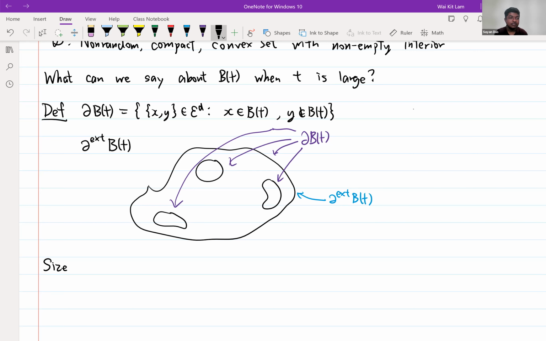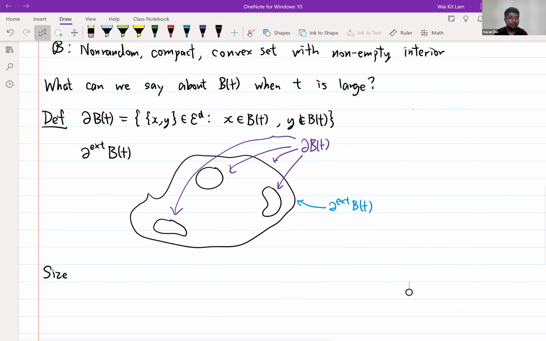Oh, can I ask a question? Yes, sure. So the holes are supposed to be negligible as time goes to infinity, right? The volume will go to 0, yes. But of course, it is after rescaling. Before rescaling, the holes can be large.